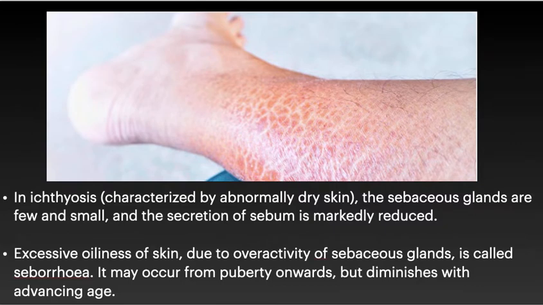Now, ichthyosis is characterized by abnormally dry skin. The sebaceous glands are few and small, and the secretion of sebum is markedly reduced. As you can see, the skin is extremely dry.